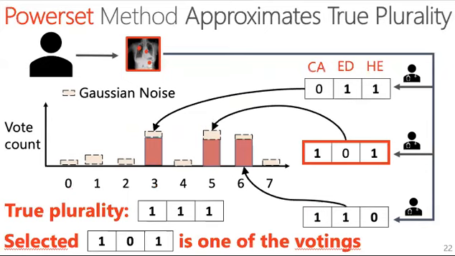On the other hand, Powerset is an approximate method. The true plurality in this case is binary vector 1, 1, 1. The final returned answer here is 1, 0, 1, which is one of the binary votes. The Powerset method can return only one of the ballots cast. Thus, it only approximates the true plurality.